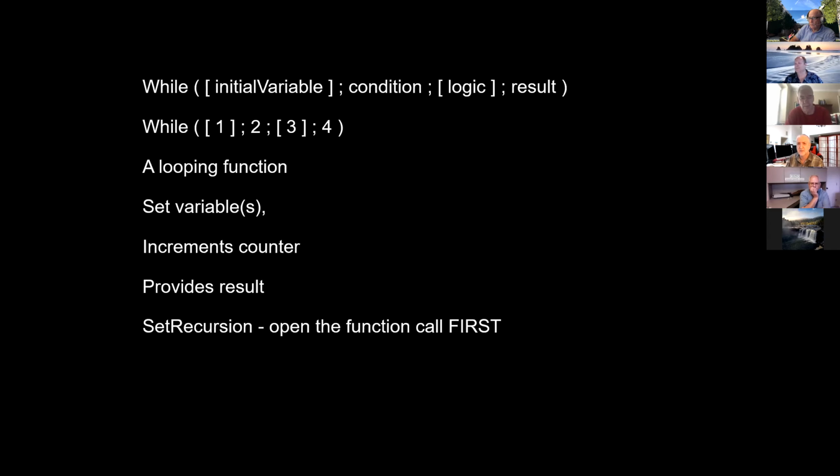So to start with, it started in FileMaker 18. It's broken into 4 sections, and they're labeled right in the function when you call it up: initial variable, surrounded by brackets; condition, which determines when it's going to end its looping routine; the logic you want to perform; and the result. I have simplified that presentation into While 1, 2, 3, and 4 because there are 4 parts to it.